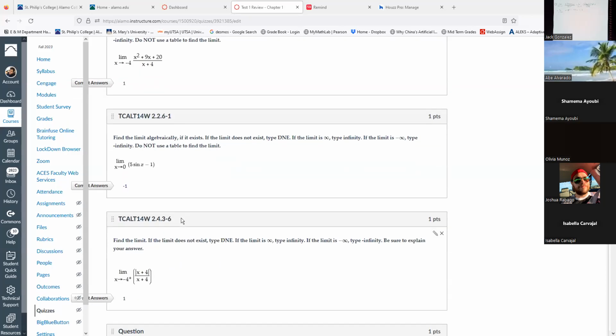All right. Number 8. Find the limit algebraically if it exists. Okay. That seems fine to me. The limit as x approaches 0 of 5 sine x minus 1. Okay, so what would you do here?